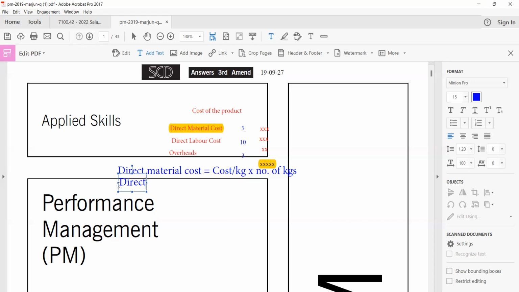We don't want that. So, direct material cost done, move on to the next bit, direct labor cost. To calculate direct labor cost, I'm referring to this.